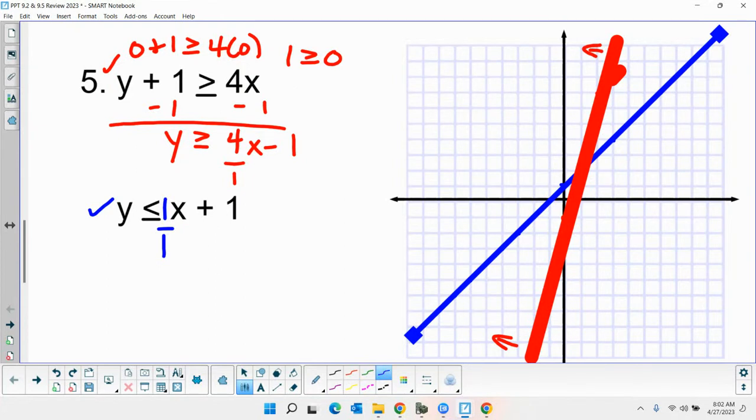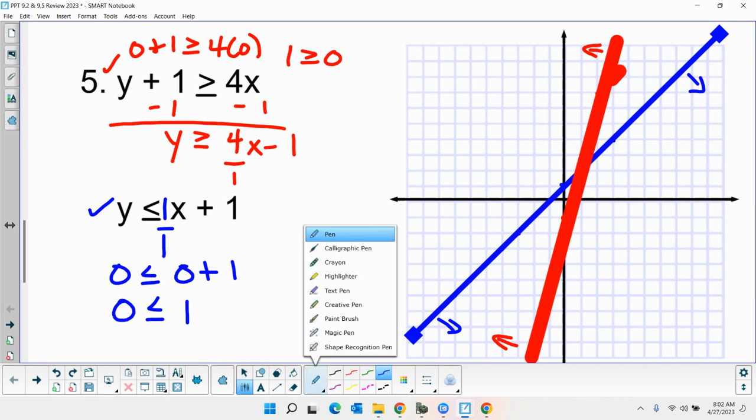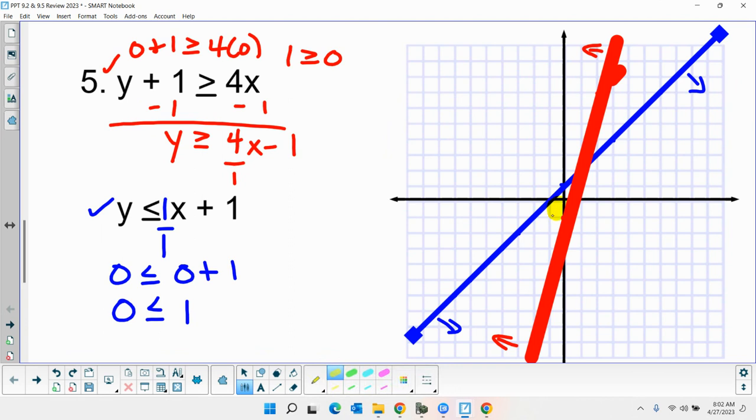And then for the blue one, 0 in for x and y. I get 0 is less than or equal to 1. True or false? True also. And it's above it, so I'm going to go towards the 0, 0. So where are those two going to overlap? See where the two arrows are pointing to each other? That's the area, right? So it'll be in here. This would be the right area.